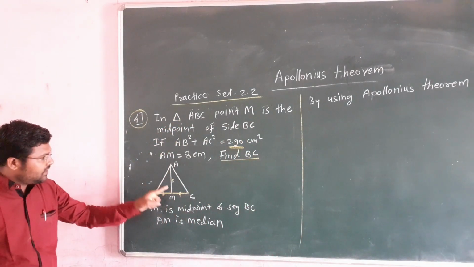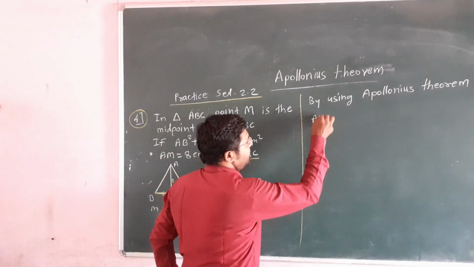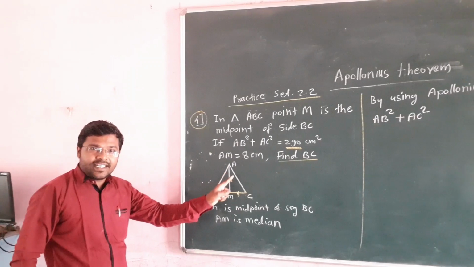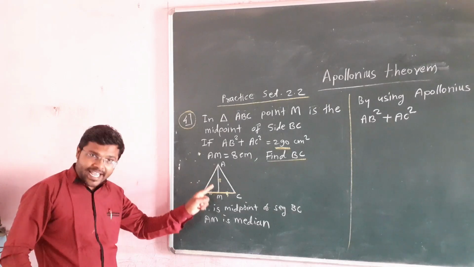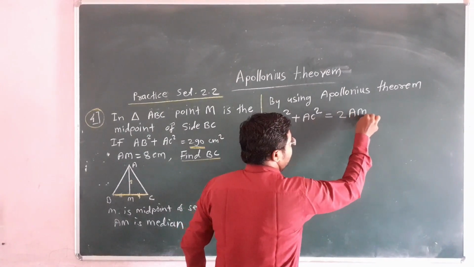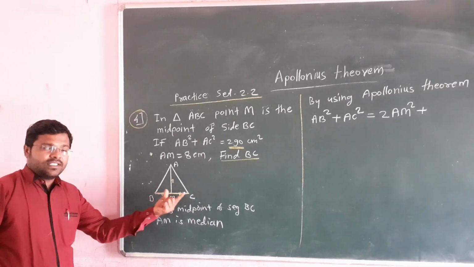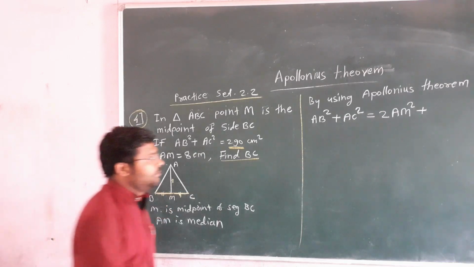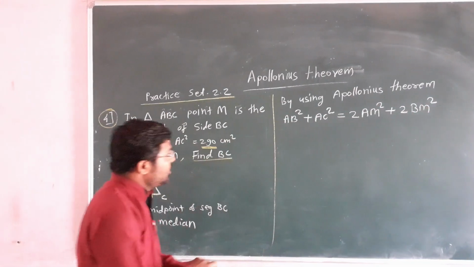AM is median. So AB square plus AC square is equal to 2 into median square plus 2 into BM or CM square. Take any one because BM and CM are equal. So I will take here BM. So AB square plus AC square is equal to 2 AM square plus 2 BM square.